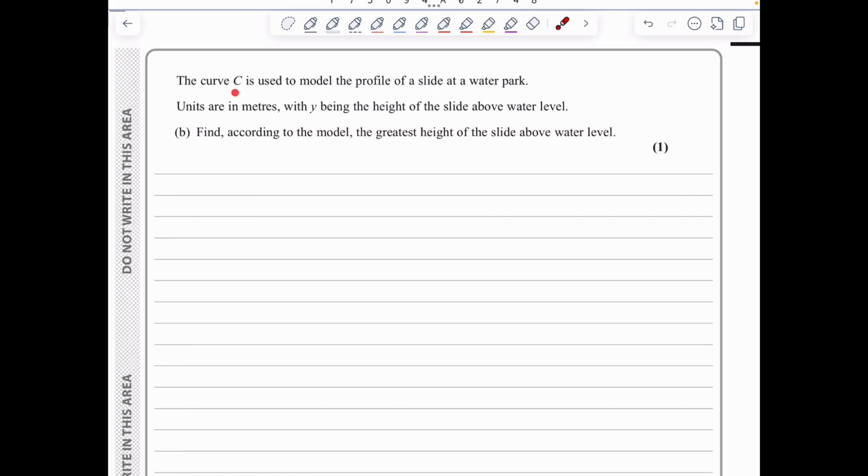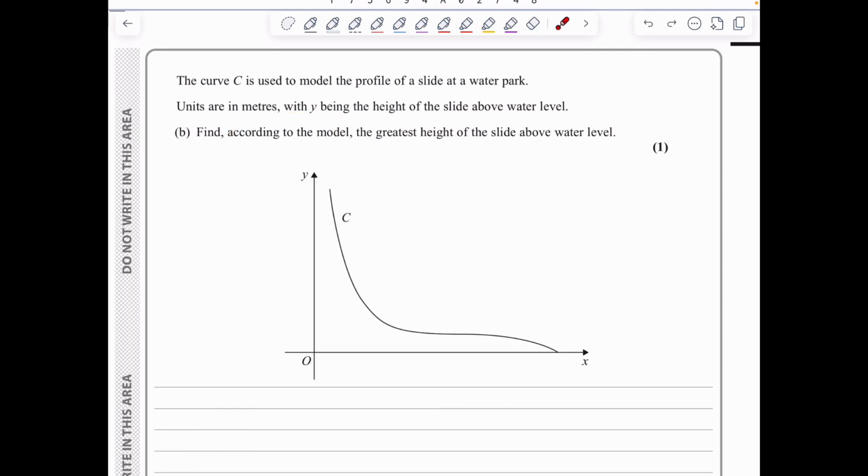Now the curve C is used to model the profile of a slide at a water park. Units are in meters, with y being the height of the slide above water level, and we need to find, according to the model, the greatest height of the slide above the water level. So let's recall the graph that we were given. We've got the equations for x, y, we've got the range of values of t here. Now obviously the maximum height is over here at the beginning.